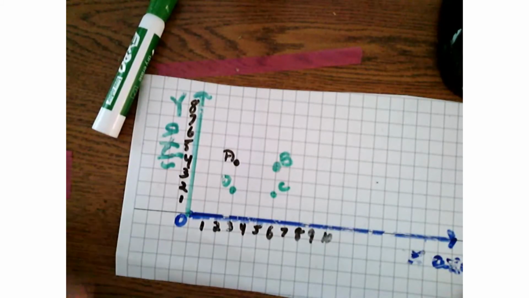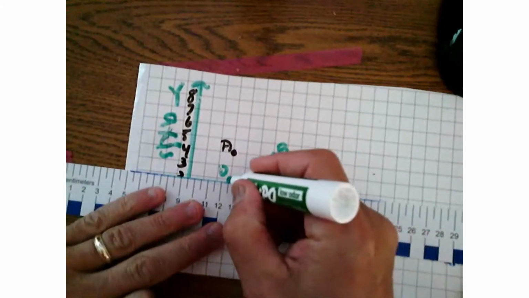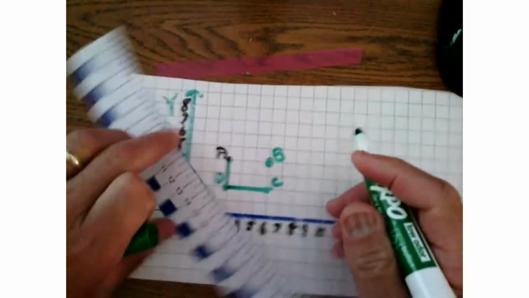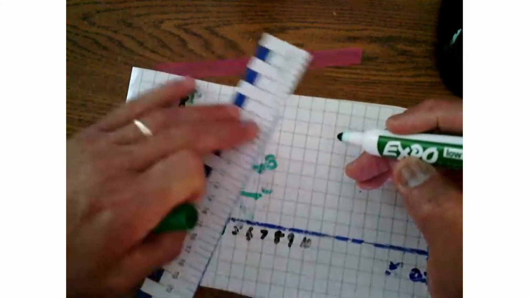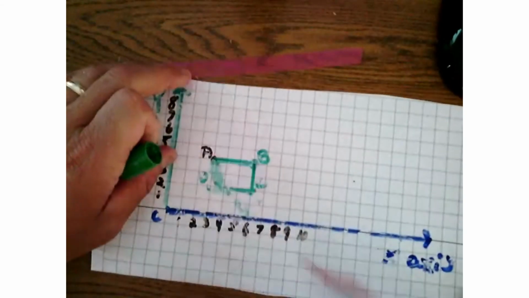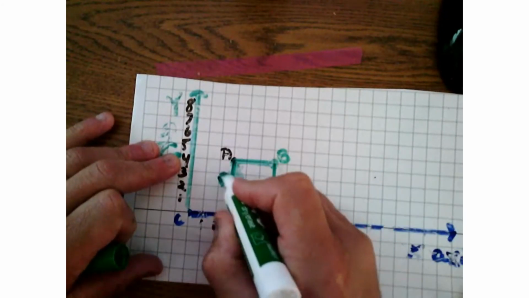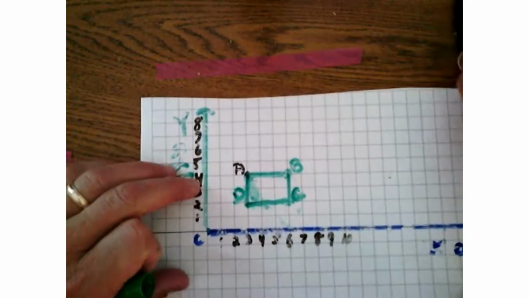What else could I ask you? Oh my gosh, I could do it this way. Take a ruler and make this rectangle. Oh, I messed it all up. Anyway, C, D. There it is. A, B, C, D. Now I've got my rectangle.